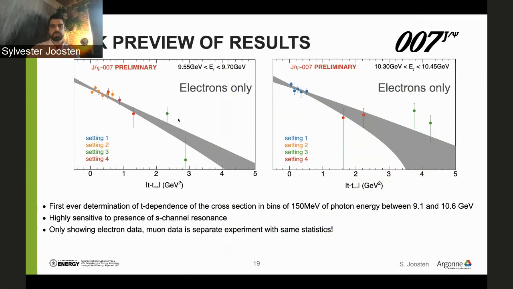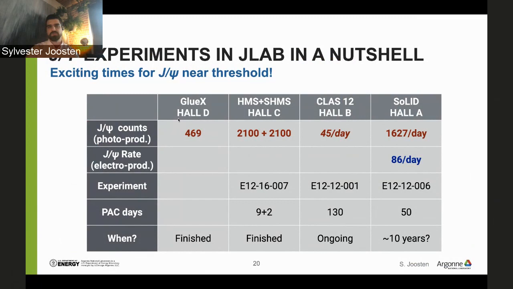Over here, I'm only showing electron data. Muon data is a separate experiment with the same statistics, which will provide an important cross-check and will help us really enhance the sensitivity we can get out of the experiment. So in a nutshell, it's exciting times for J/psi near threshold with a very full JLab program.